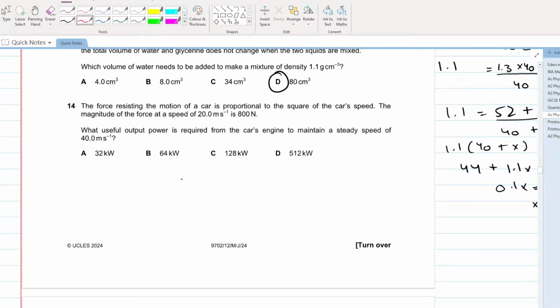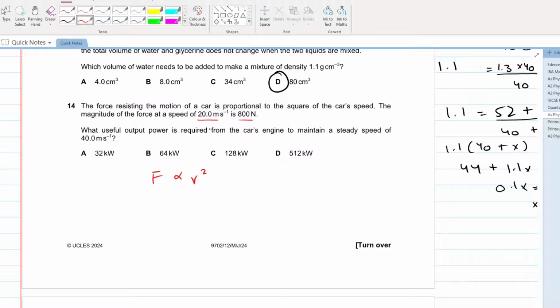So, what is the examiner saying? The force is directly proportional to velocity squared. At a velocity of 20 m/s, you have a force of 800. Perfect. What useful power output is required from the car's engine to maintain a steady speed of this? Perfect. What a beautiful question.